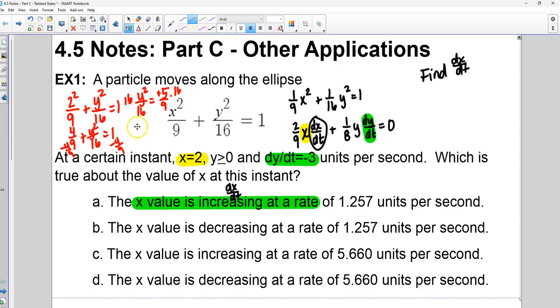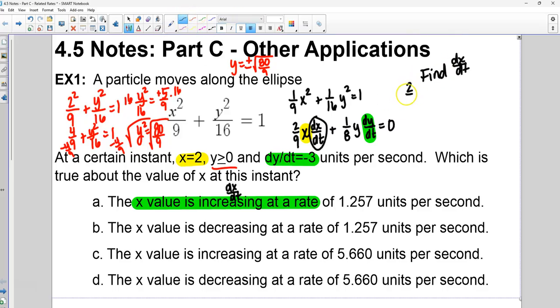This is a calculator active problem. So let's see, 5 times 16 is going to give you 80 over 9. You will square root both sides. The reason they tell you y is greater than or equal to 0 is because when you square root both sides, you're getting y equals plus or minus the square root of 80 over 9. But we want to choose the positive number. So I can plug this information in.